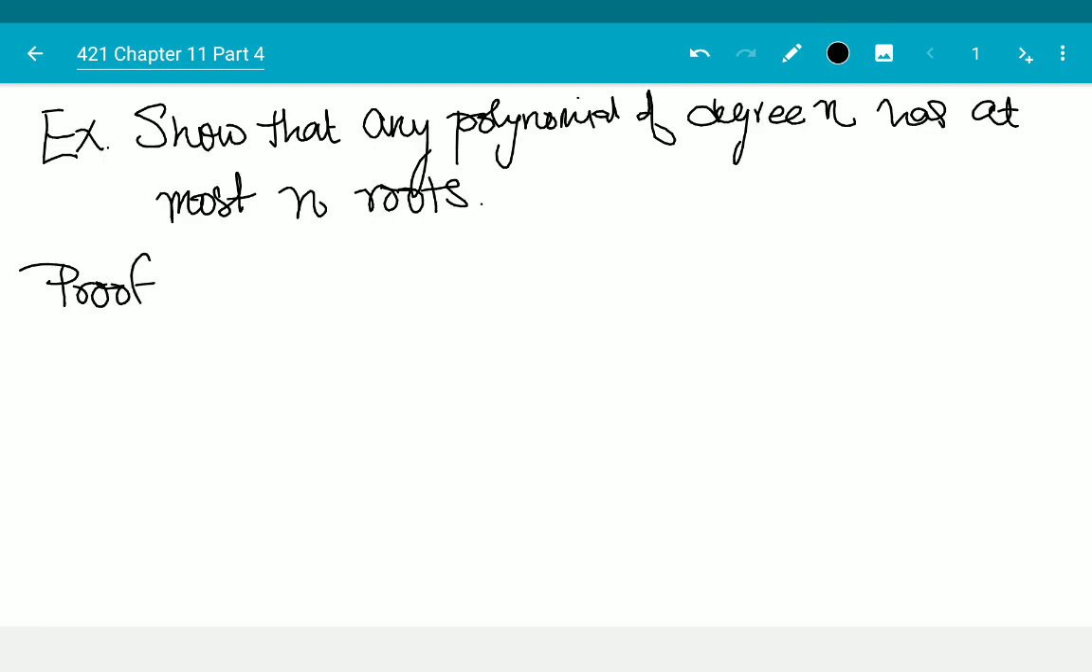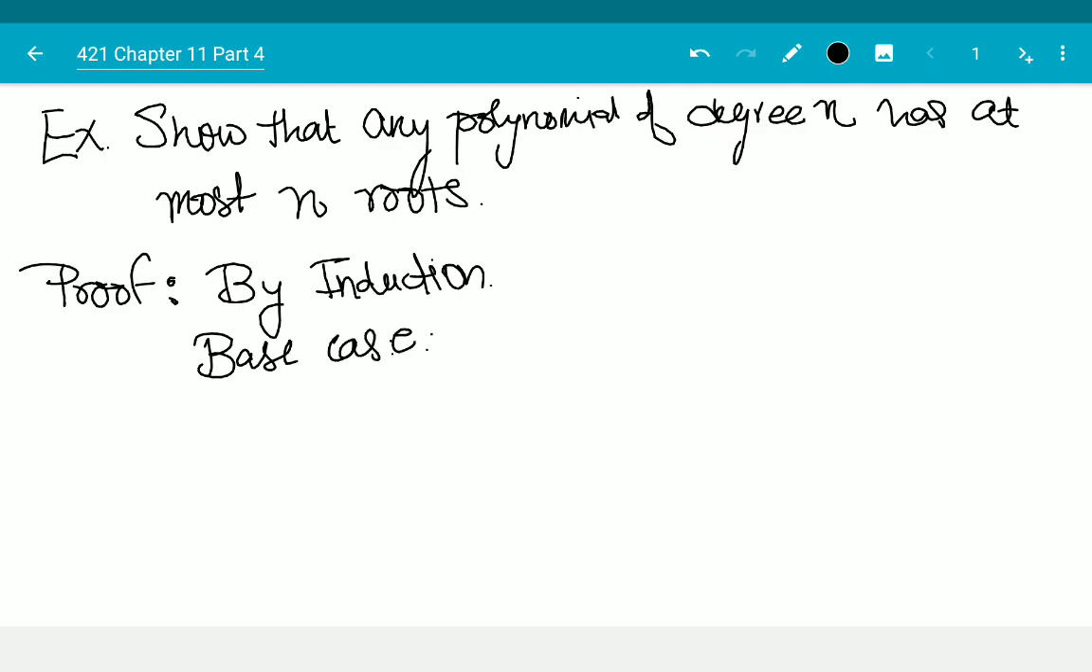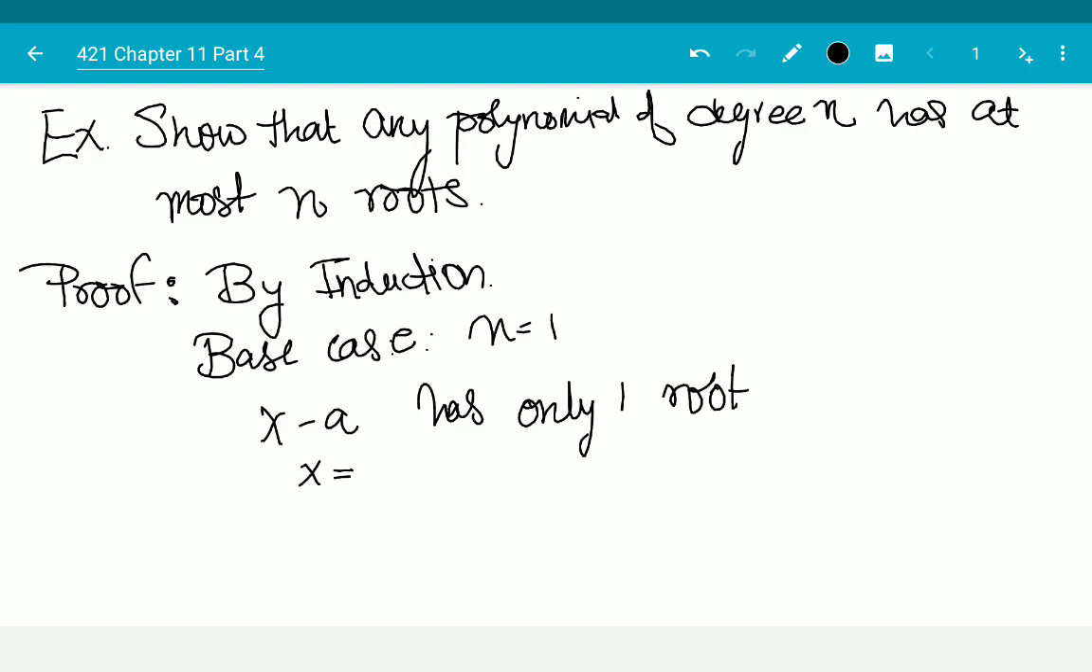And we can do this by induction. So by induction, base case: n is equal to 1. x minus a has only one root, x is equal to a, right? x minus a is equal to 0 has only one root, x is equal to a. Therefore, true for n is equal to 1.